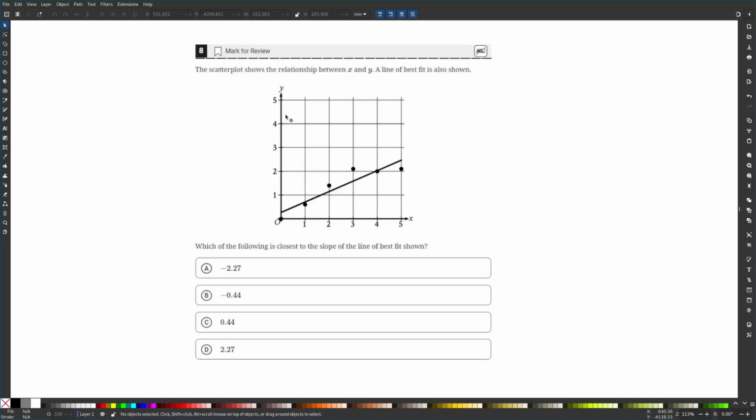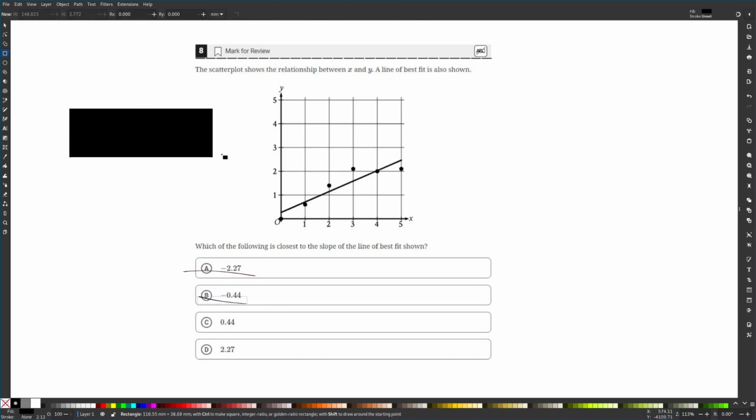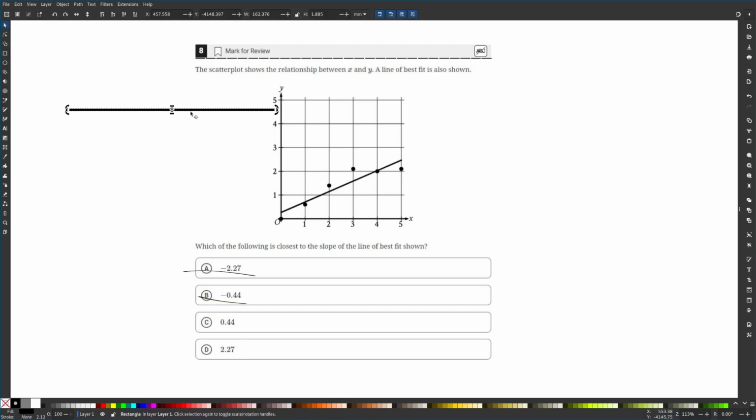Okay, now for this one. The scatter plot shows the relationship between x and y. A line of best fit is also shown. Which of the following is closest to the slope of the line of best fit? Okay, so for finding the slope, we can immediately cross out A and B, since a negative slope would look something like this. It would be going down, and since our line is going up, it has to have a positive slope.